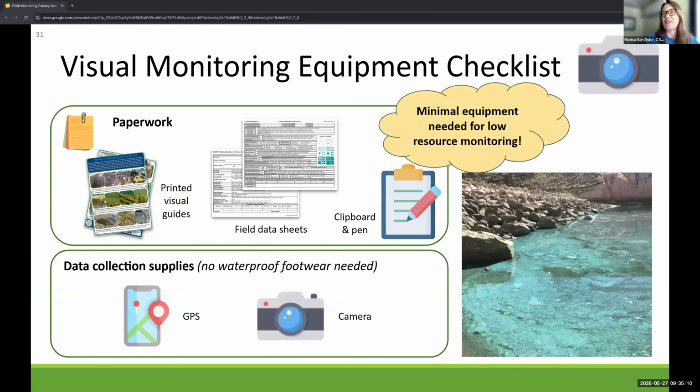All right, so for visual assessments, this is something that requires the lowest amount of supplies, really minimal equipment, and you don't need to step in the water, so you don't need to bring your boots or waders. It's really focused on paperwork and a camera and knowing what your location is, so you can go back and repeat that visual monitoring.